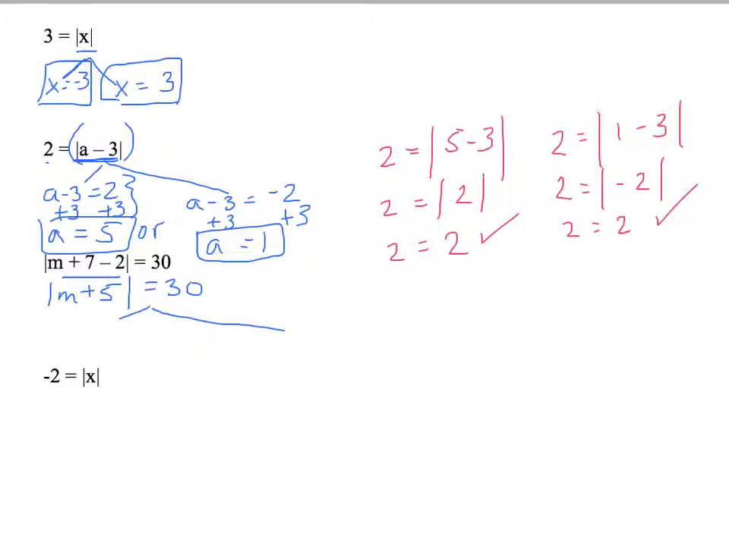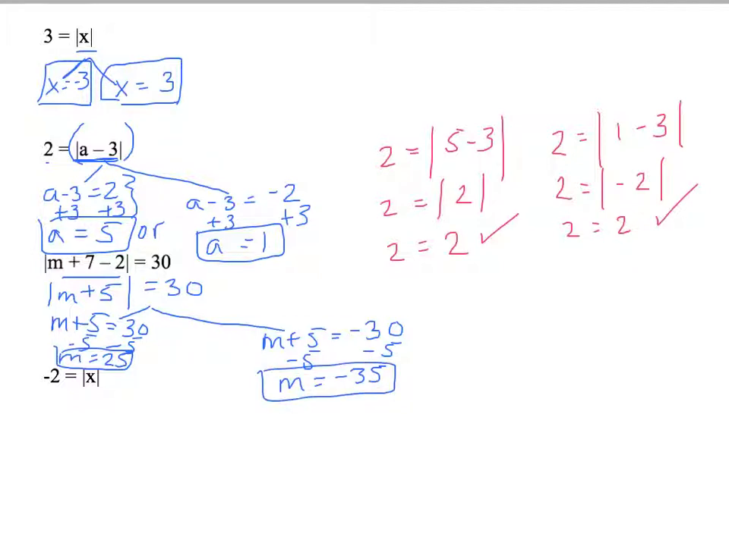And you get m plus 5 equals 30, and m plus 5 equals negative 30. For m plus 5, we want to subtract 5 from both sides. So here we get m equals 30 minus 5, which is 25. So m equals 25. For the other one, we subtract 5 from both sides to get m alone, and we get m equals negative 35. So here are our two answers, m equals 25 and m equals negative 35. Go ahead and do your check real quick.